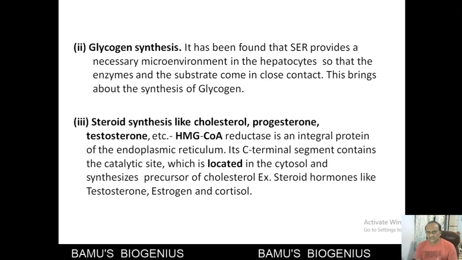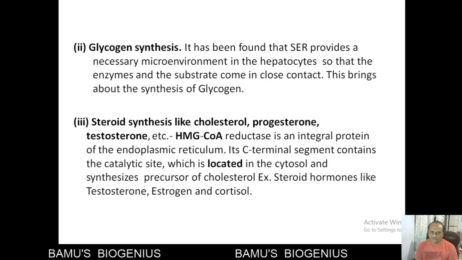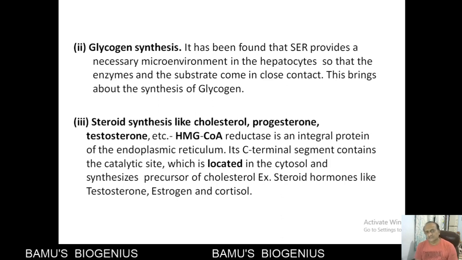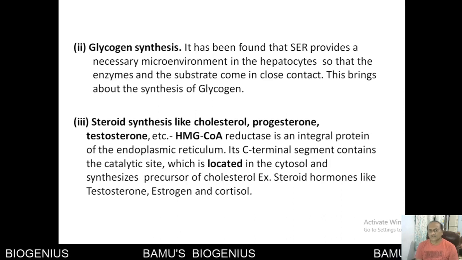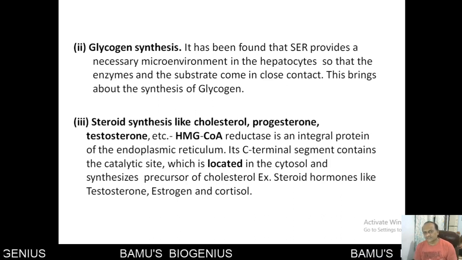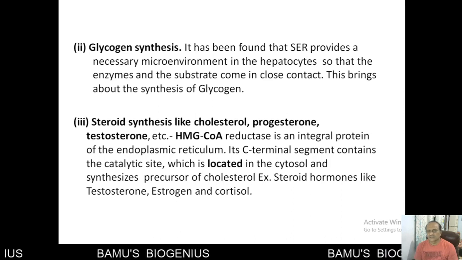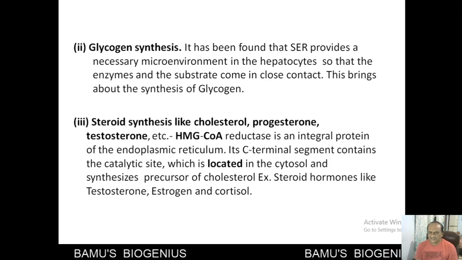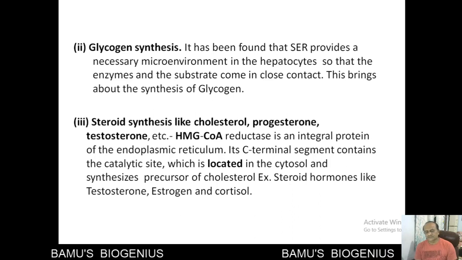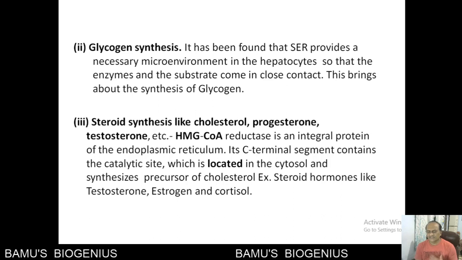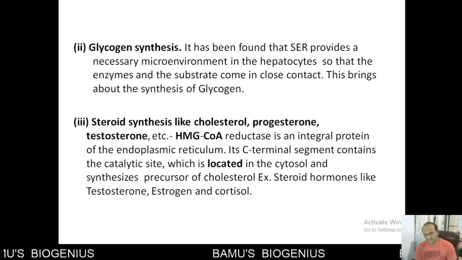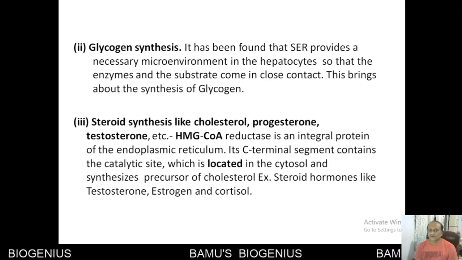So this glycogen synthesis is done in the smooth endoplasmic reticulum. Then the third function of the smooth endoplasmic reticulum is steroid synthesis. For example, we know that different types of steroids are present: cholesterol, progesterone, testosterone. All these are synthesized with the help of a membrane-bound enzyme that is present in the endoplasmic reticulum. The name of that enzyme is HMG coenzyme A reductase.